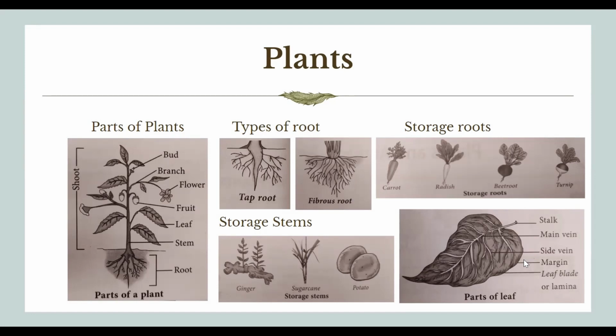Parts of a leaf. What are the parts of a leaf? The parts of a leaf are stalk, main vein, side vein, margin, leaf blade, or lamina. Now you see lamina.